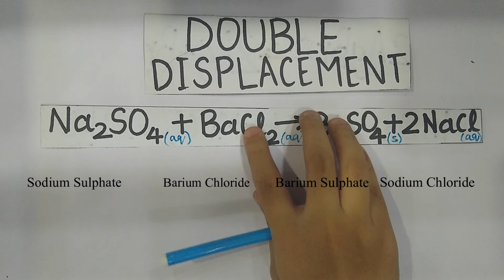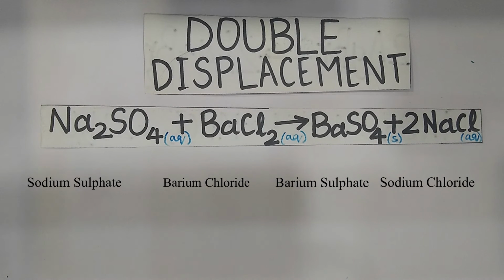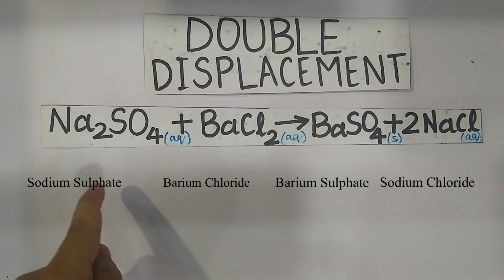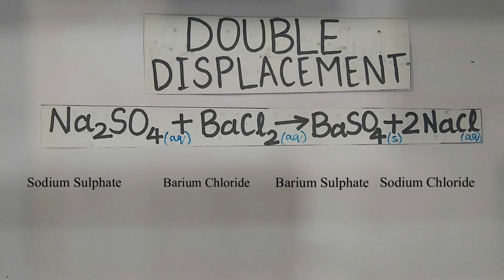Okay, so talking about double displacement now, we have Na2SO4. So what is Na2SO4? It is named as sodium sulfate. Please note down all of these chemical names properly because they will be helpful. Not only writing the chemical equation is enough, but also understanding the names of all of these chemicals is equally important.